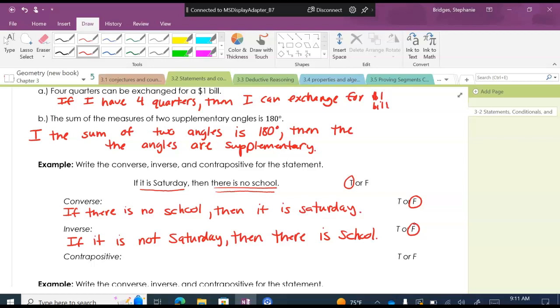So what would that look like? If what? If there is school, then it is not Saturday. And what would you say about that one, true or false? That is true.